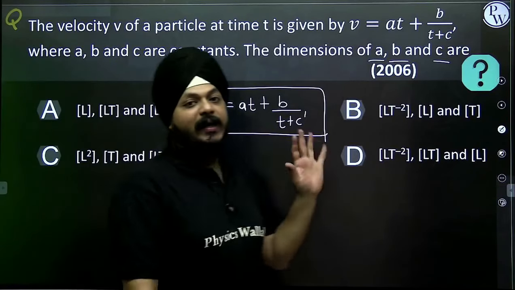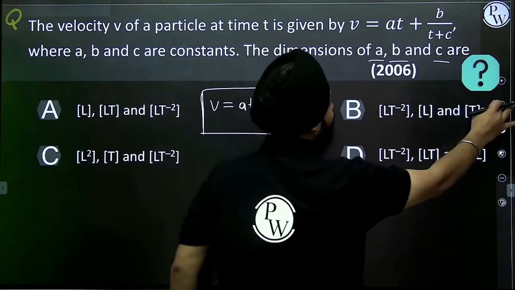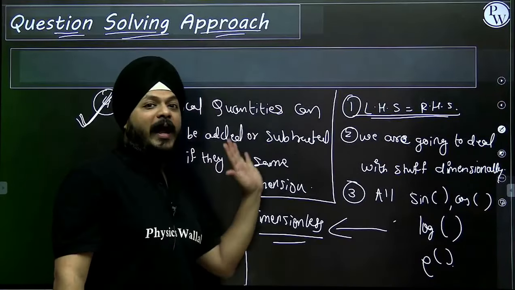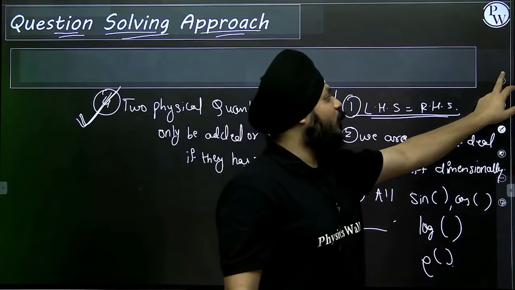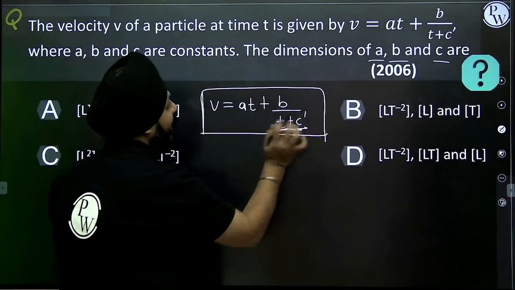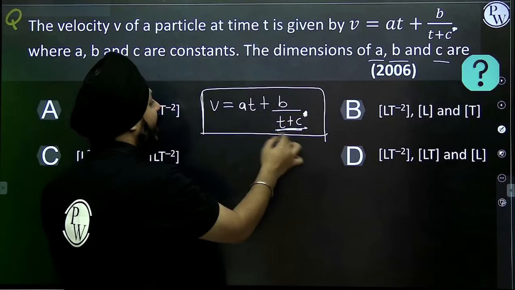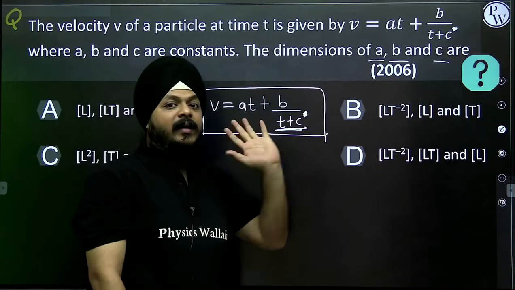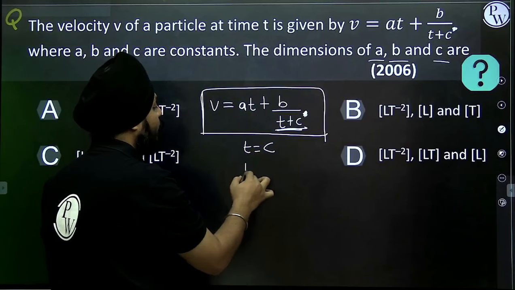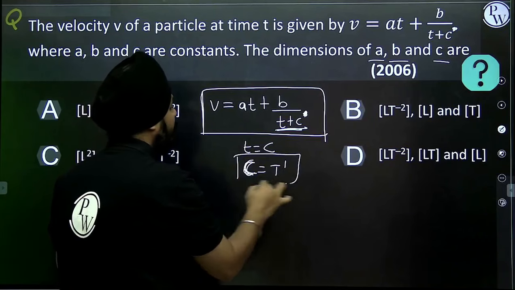The velocity of the particle. First of all, let's move on to the question solving approach, the most important point. In the question solving approach, two physical quantities can only be added or subtracted. If it has been asked in the question, it means this equation is dimensionally valid. Why are T and C added? It's not C dash, it's C. If they are added, it means they have the same dimensions. So the dimensions of T are equivalent to the dimensions of C. So C has the dimensions of T to the power 1. This is equation number 1.